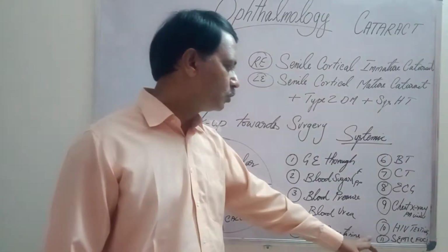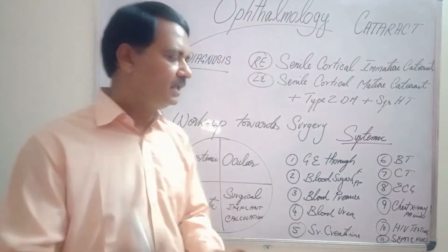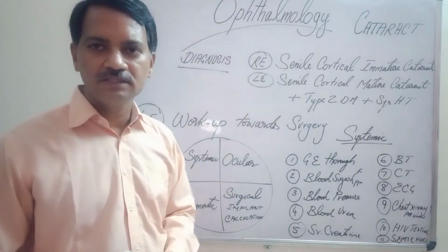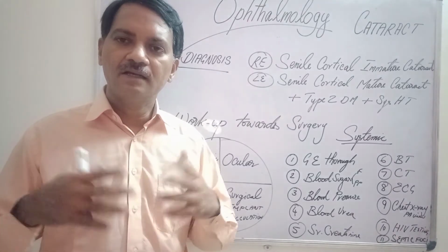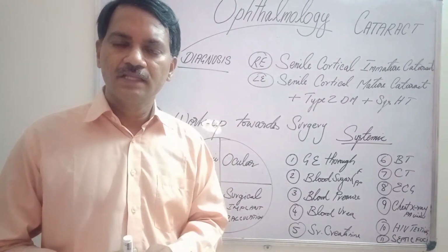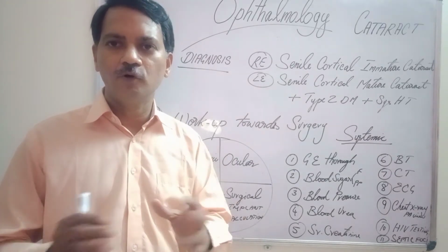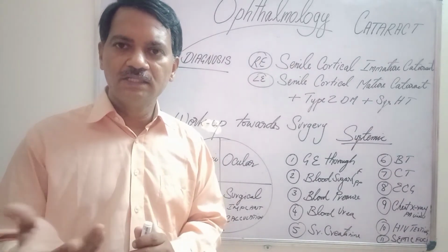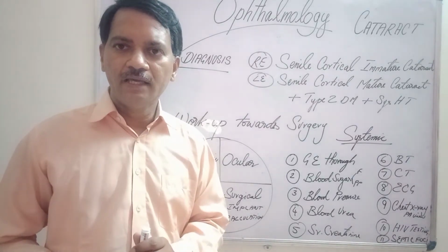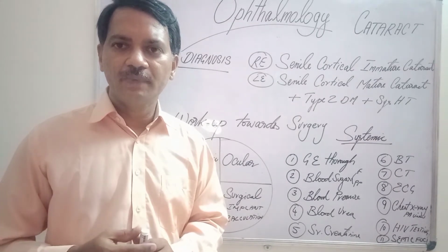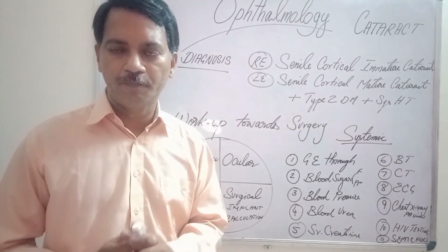The next thing is, rule out any septic focus in the body of the patient. When you do the general examination, check the ENT, check the teeth, check the nose, check the genitourinary system, check all portions of the body to rule out any infections anywhere in the body, because after doing a surgery, if that infection gets into the eye, that will lead to endophthalmitis of the patient's eye, and that will cause a very big issue for the operating surgeon.